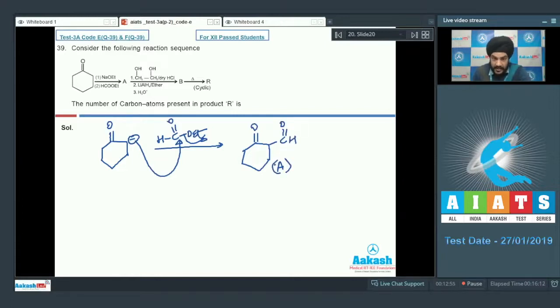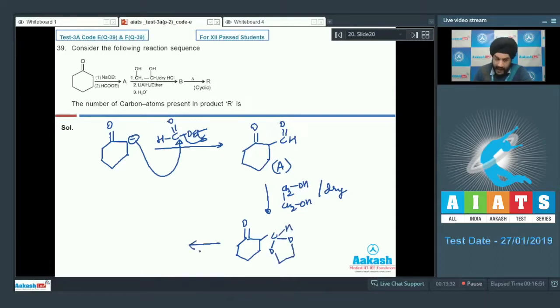Now A is first allowed to react with ethylene glycol in presence of dry HCl. Ethylene glycol in presence of dry HCl is used for protection of carbonyl carbons, and given the option to attack a ketone or an aldehyde, it will prefer to attack an aldehyde. So there will be a formation of acetal at the aldehydic carbon, and in the next step it is allowed to react with LiAlH4 followed by hydrolysis. The LiAlH4 cannot attack the acetal now, it will only attack the ketone and convert it into an alcohol.